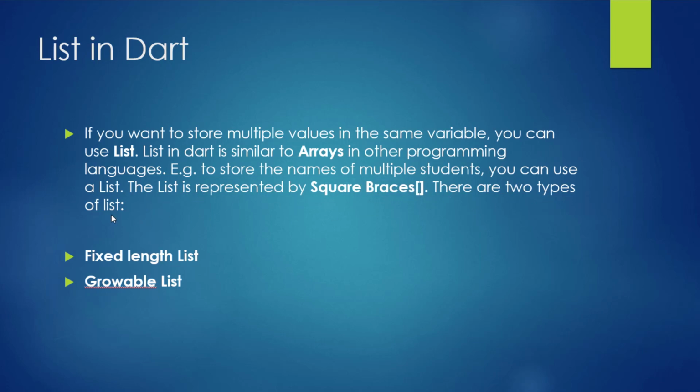There are two types of list. The first one is a fixed length list and the second one is a growable list. We already discussed growable list in our previous tutorials. Now I will show you the difference between fixed length list and growable list. Let me open VS Code and show you practically.